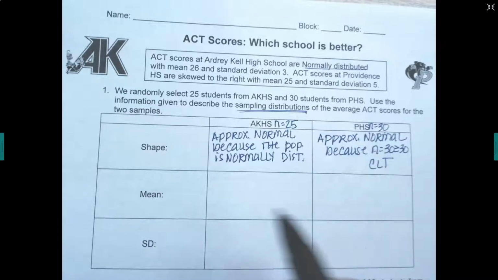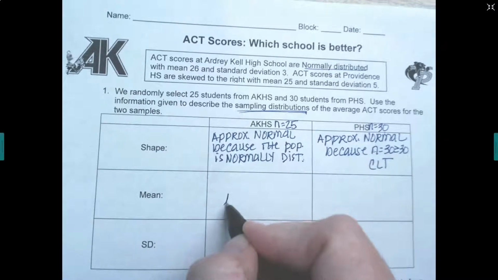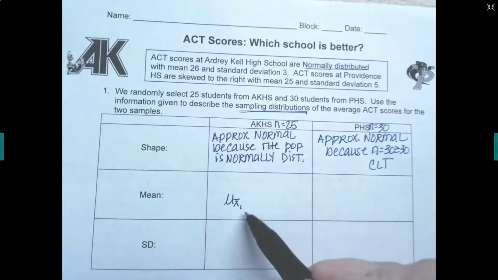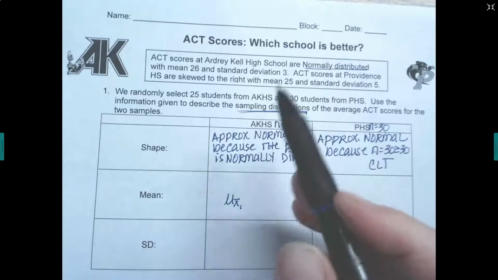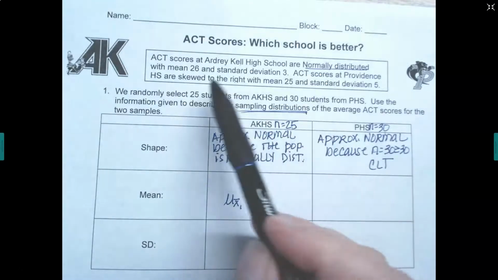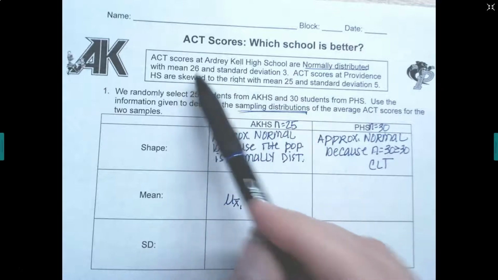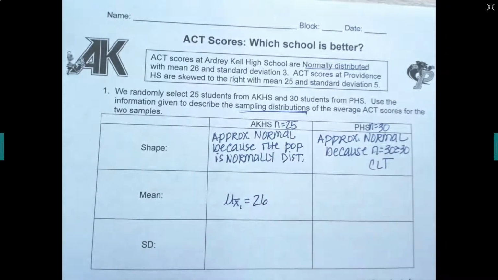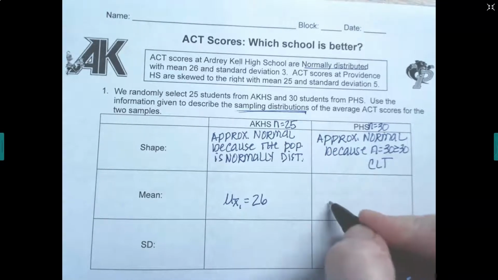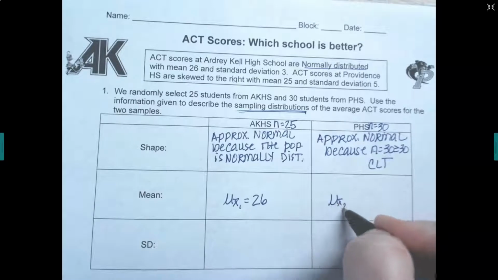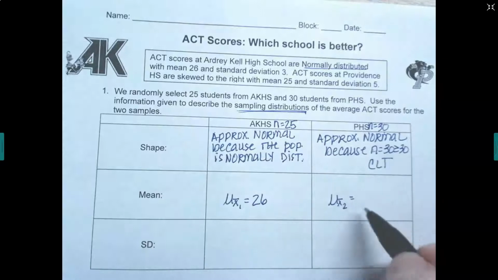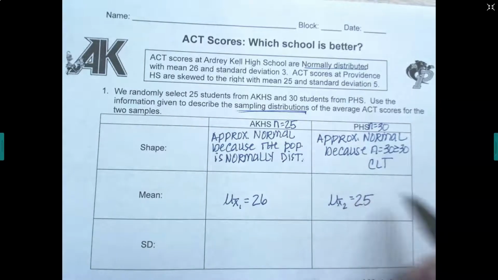Now, define the means. So to find this first mean, remember the sampling distribution mean is going to be the same as the population. So Audrey Kell High School has a mean of 26. That means its sampling distribution will also have a mean of 26. And then when we look at Providence High School, it has a mean of 25, and so the sampling distribution will have the same mean.